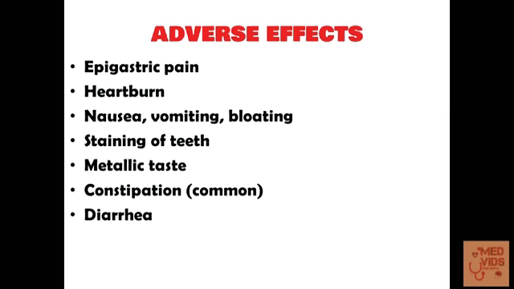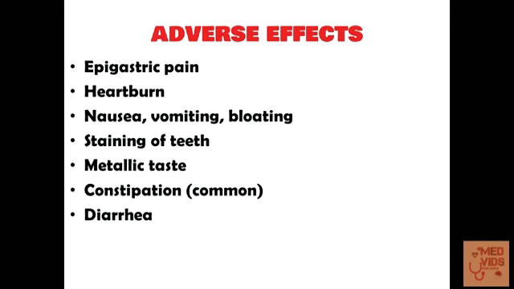These are the various adverse effects associated with oral iron therapy. This includes epigastric pain, heartburn, nausea, vomiting, bloating, staining of teeth, which is very common with syrup formulations, and metallic taste. This is even more common, and this is one of the very important reasons for hyperemesis gravidarum, which occurs in pregnancy in the first trimester. That's why iron tablets are usually avoided in the first trimester of pregnancy.